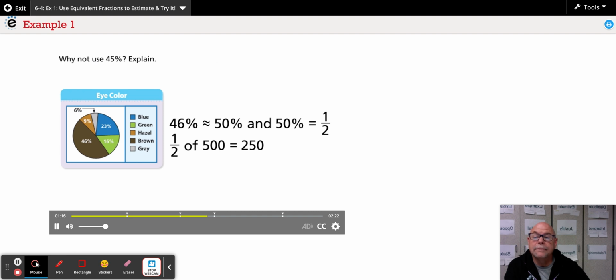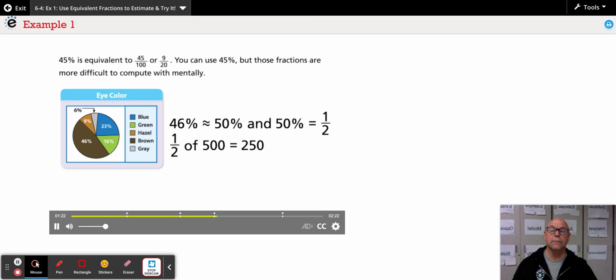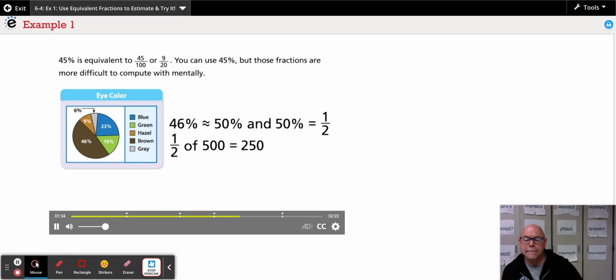Why not use 45%? Explain. 45 would, again, be an estimate, but it's certainly not as easy to do. Half of 500 is 250, as is 45% of 500. 45% is equivalent to 45 100ths, or 9 20ths. You can use 45%, but those fractions are more difficult to compute with mentally.